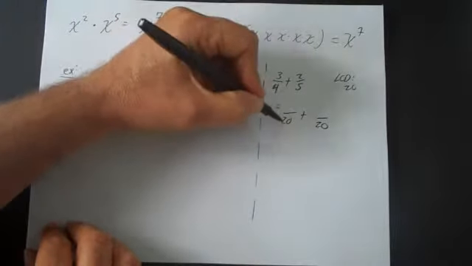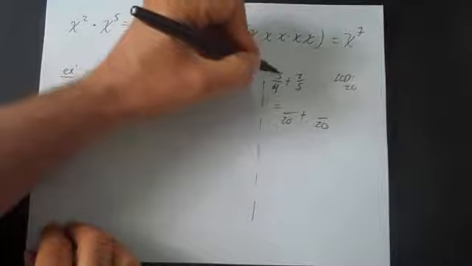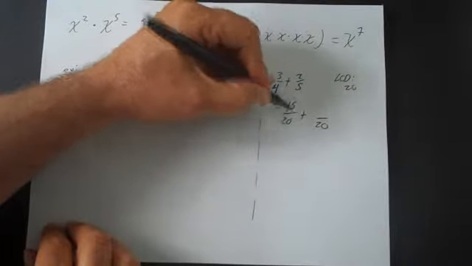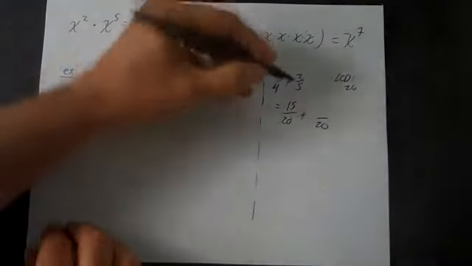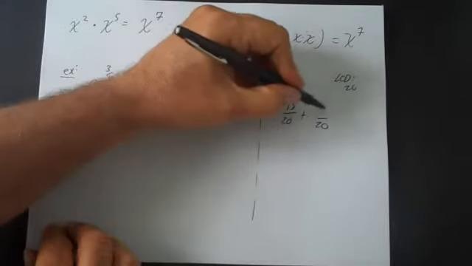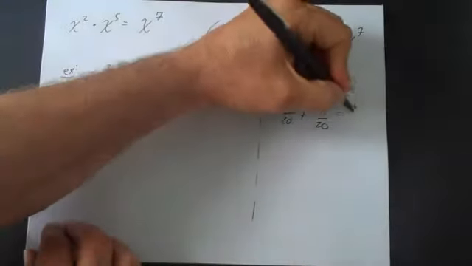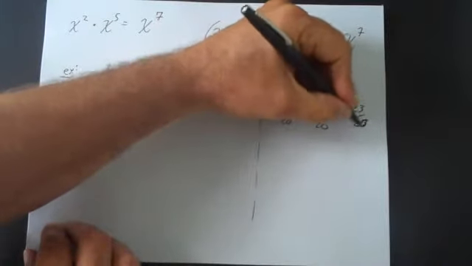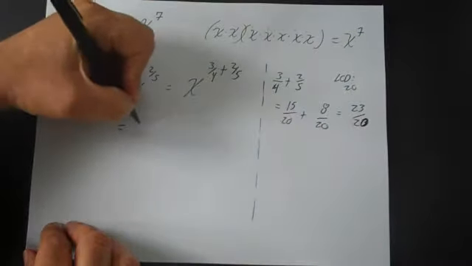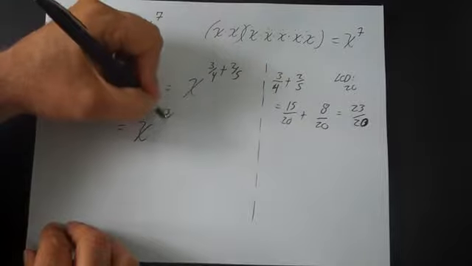4 times 5 is 20, so 3 times 5 is 15. 5 times 4 is 20, so 2 times 4 is 8. So that's 23 over 20. So your final answer is x to the 23 over 20.